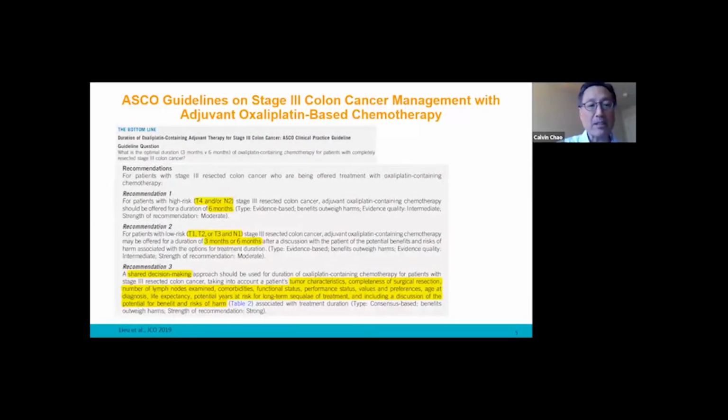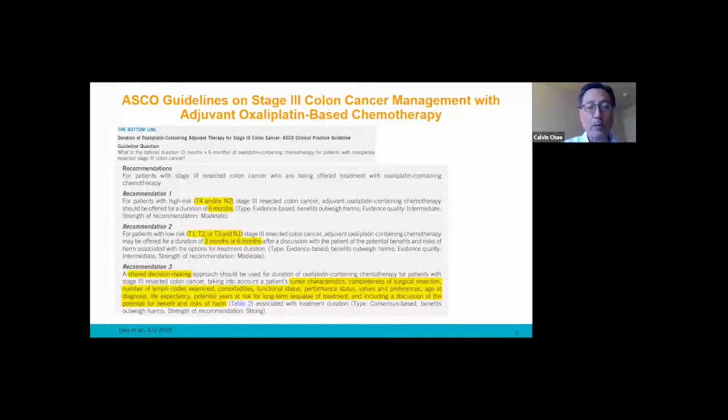And same thing with ASCO, very similar types of guidelines, again pointing out that for stage 3 higher risk patients, 6 months of oxaliplatin-based therapy, although admitting that the strength of recommendation is only moderate and the evidence quality is intermediate. Same thing with the lower risk stage 3, 3 or 6 months, again intermediate quality and moderate strength of recommendation. And so the conclusion really is that there should be shared decision making.